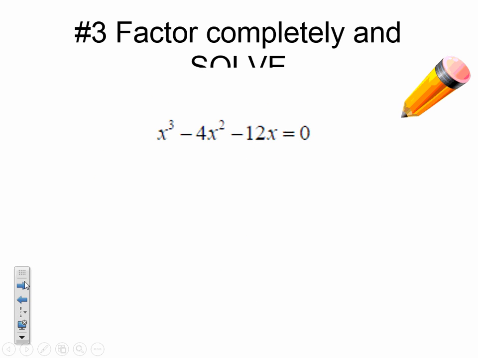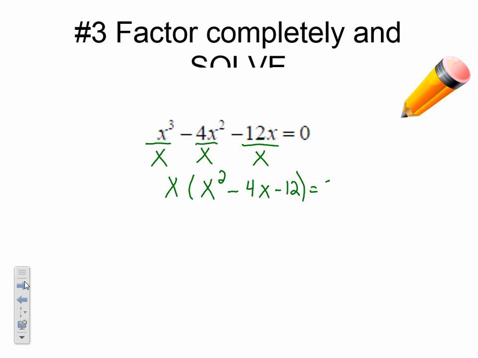Example number 3, first thing, greatest common factor. What do they have in common? X. So we're going to take out x out of each one of these. We're going to get x times x squared minus 4x minus 12 equals 0. Now, AC method. A equals 1, B equals negative 4, C equals negative 12.